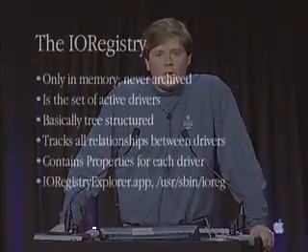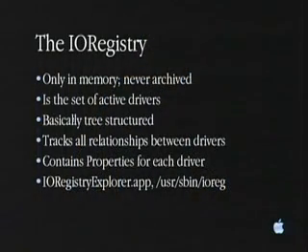Now there's a data structure in IOKit. It actually exists in the kernel address space, called the IO registry. And it's important to understand that the IO registry is not something that's brought in from a file. It's never archived on disk. It is literally the network of active IOKit objects in the system. And it's roughly a tree structure.